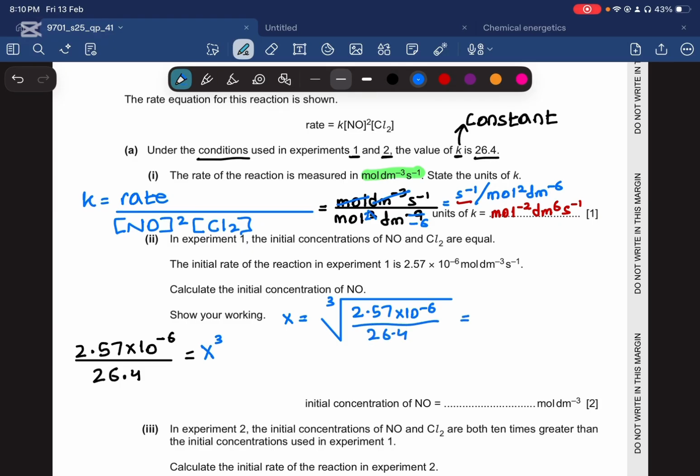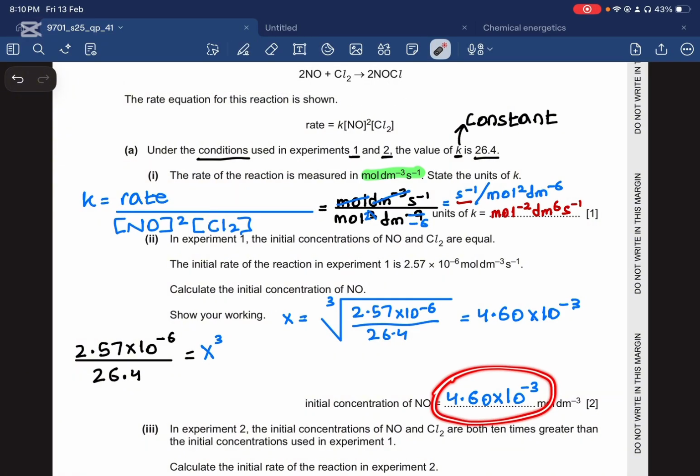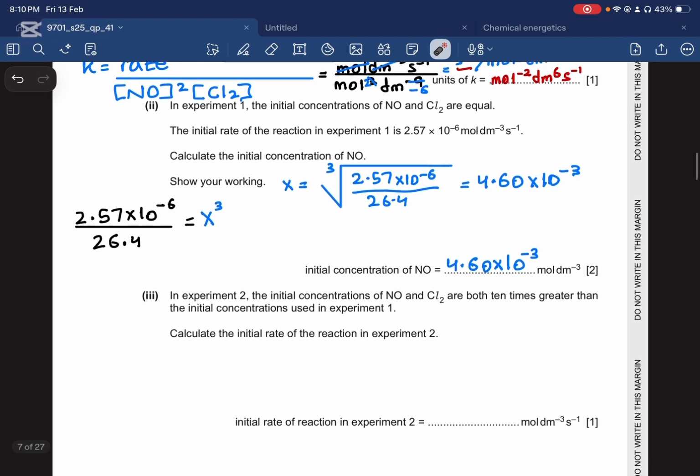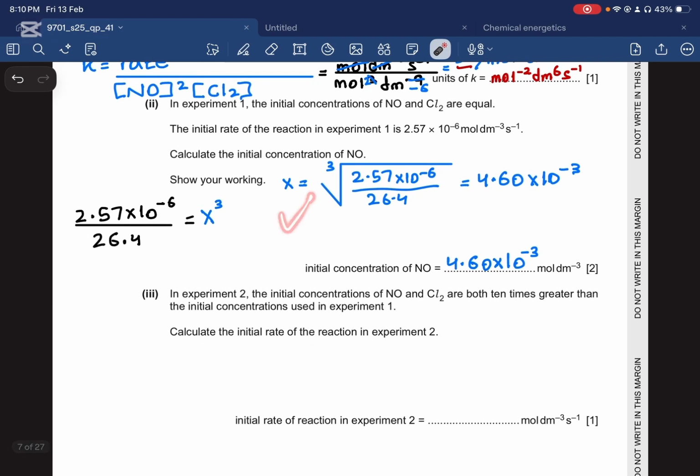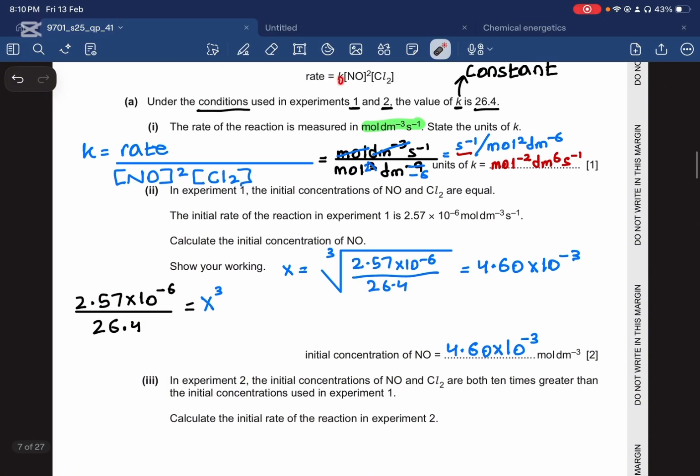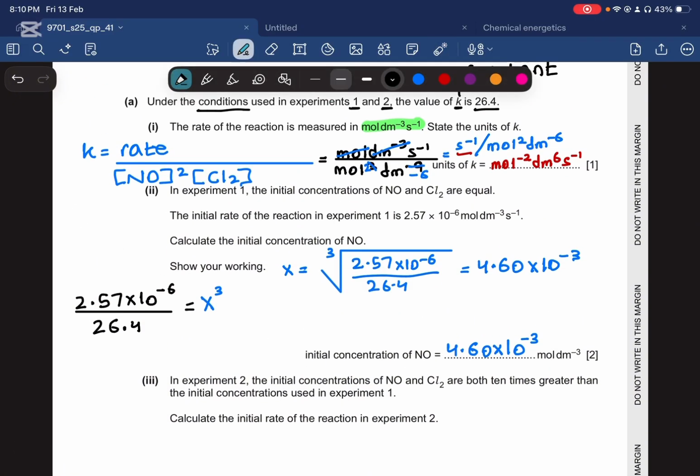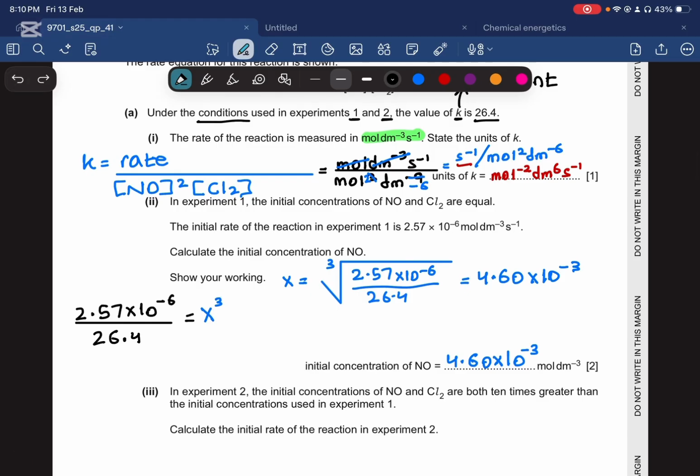So the answer is going to be around 4.60 times 10 power minus 3. Obviously, I don't have a calculator around me, so I'm just writing the answer as in the marking scheme, because I don't want to waste time using a calculator. But this is the exact method that you guys are going to use. You have the rate here, you divide that by the k value, so you bring the k value to the denominator, and then you just cube root it because x was cube on the other side of the equation.